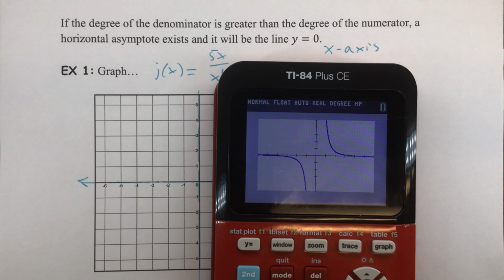All right, and to draw a picture of the graph, we're just going to do a basic sketch. Really, all we want to do is highlight the horizontal asymptote and the vertical asymptote.